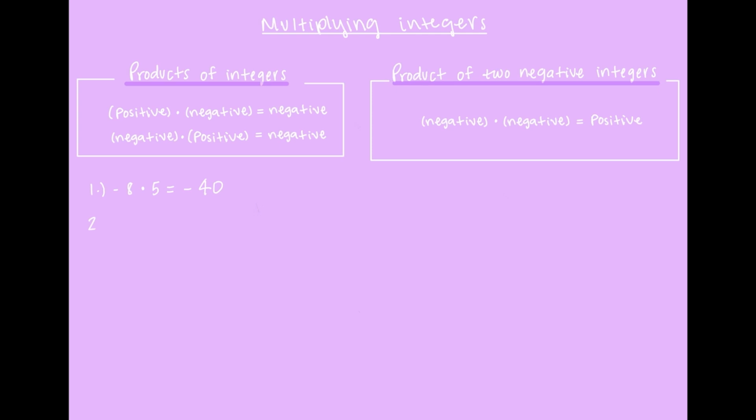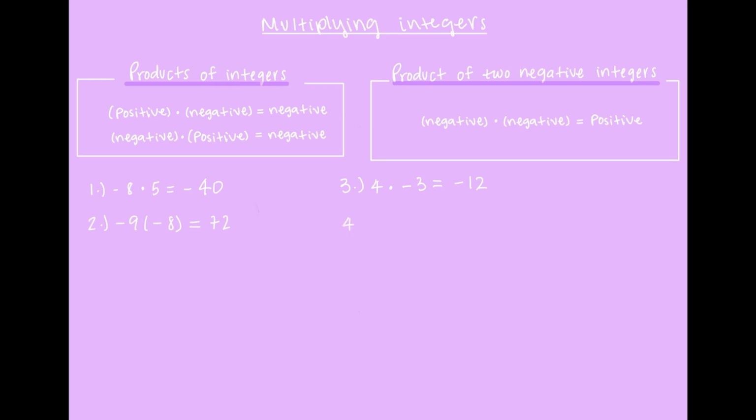Let's do another example. Notice how I use parentheses and a dot in these equations? They both mean multiplication. Now, because 9 and 8 are both negative, our answer becomes positive 72. For our next example, let's multiply positive 4 by negative 3. Since we're multiplying a positive number by a negative, our answer is negative 12.